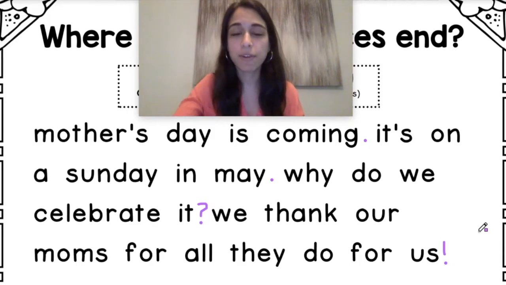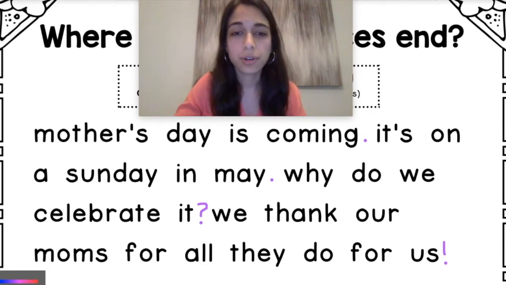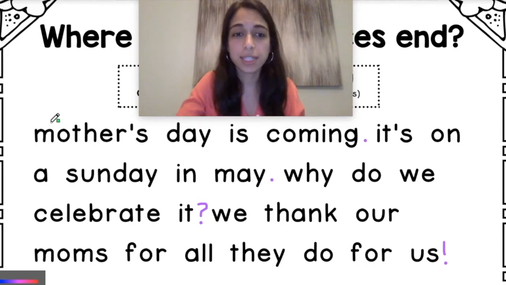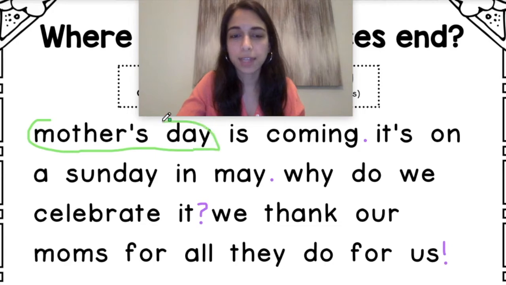So now that we have our punctuation at the end, let's just check a couple of sentences to confirm that we have a complete sentence, that we have a subject and a predicate. So let me change colors to circle the subject in the first sentence. So the first sentence is Mother's Day is coming. So the subject is what the sentence is about. And it sounds like this sentence is about Mother's Day. So that is our subject.